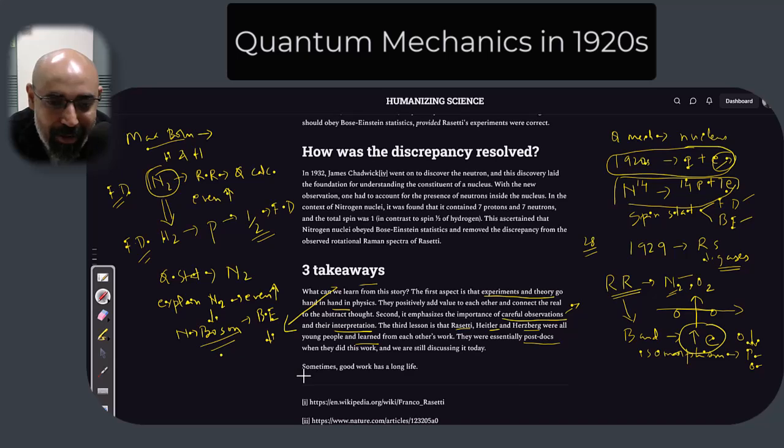So finally, the important aspect is that we are still discussing something which happened in the 1920s. This is roughly about 100 years since the discovery was made, and we are still discussing it, which means that any good work one does usually has a very long life. So that is an important thing. That's one of the reasons why we should also do good work, because the work is what will be carried over into the future, and people will start appreciating it.